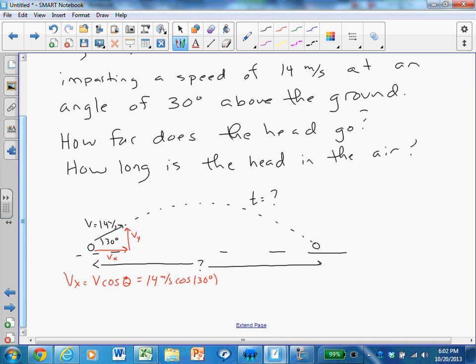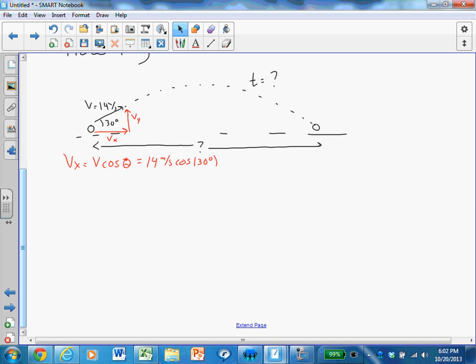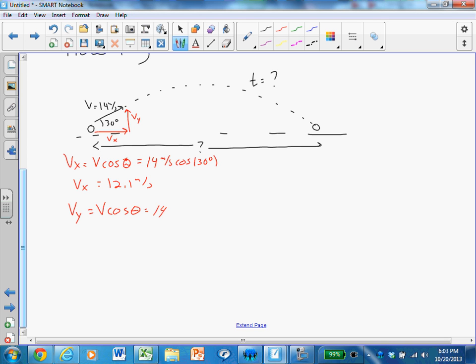Now, I see all the time students will mix that up. They'll put 30 cosine 14. So be careful that you're taking the cosine of angles there. So 14 cosine 30 gives 12.1 meters per second. So that's our Vx. Our Vy, since we're going to break these up and analyze the x and y separately, is 14 meters per second sine of 30 degrees. And since the sine of 30 is 0.5, we get 7 meters per second for Vy.